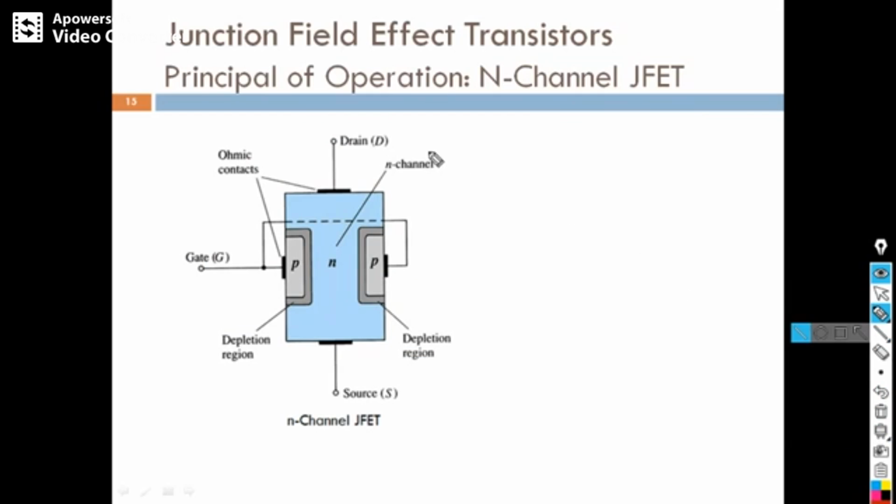So now you can see here the operation of field effect transistors. Here you can see the P type is connected to the gate, and this is the source and drain. And this is the depletion region. It has got constant width right now.